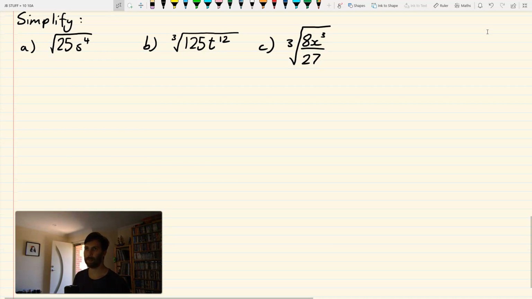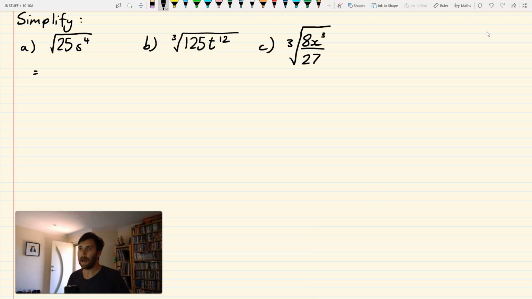Okay, these ones are a little bit harder, but they're not too bad. These are examples of simplify questions. So the first one I'm going to do is here on the left-hand side. I'm going to do something similar to what I did for one of the other examples above. I'm going to say that the square root of 25s to the power 4 is the same as saying (25s^4) to the power 1/2.